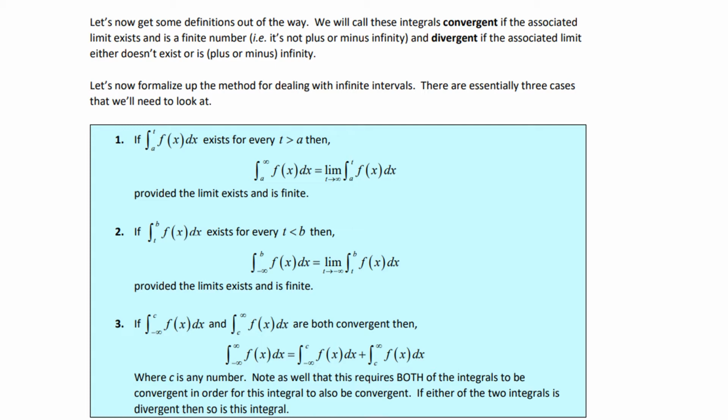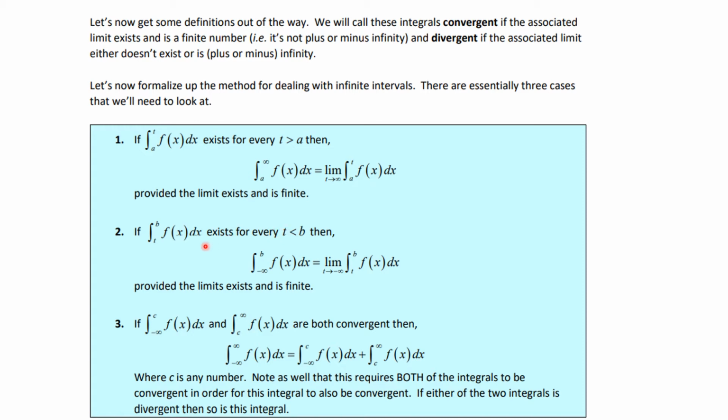Okay, so let's move forward and talk about some definitions. We call these integrals convergent if the associated limit exists and is a finite number, meaning it is not plus or minus infinity. And we call it divergent if the associated limit either doesn't exist or is plus or minus infinity. There are basically three cases. If the integral from a to t of f of x dx exists for every t greater than a, then the integral from a to infinity is the limit as t goes to infinity of the definite integral, provided the limit exists and is finite.